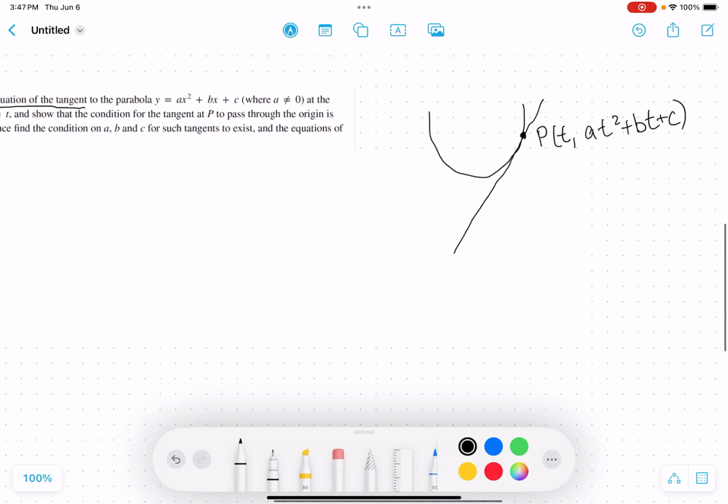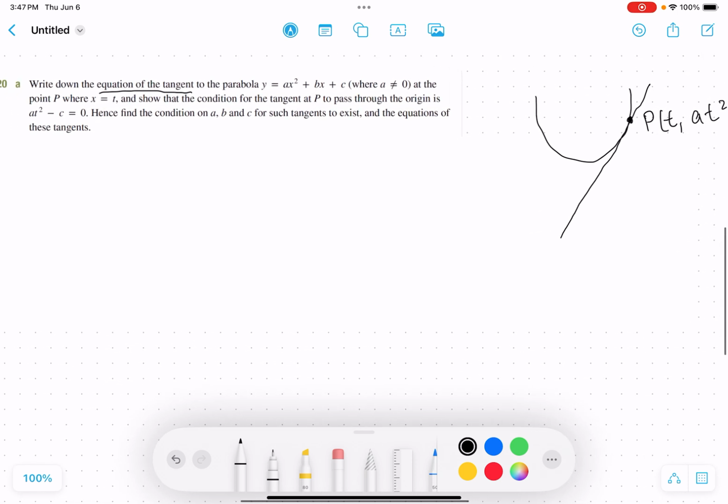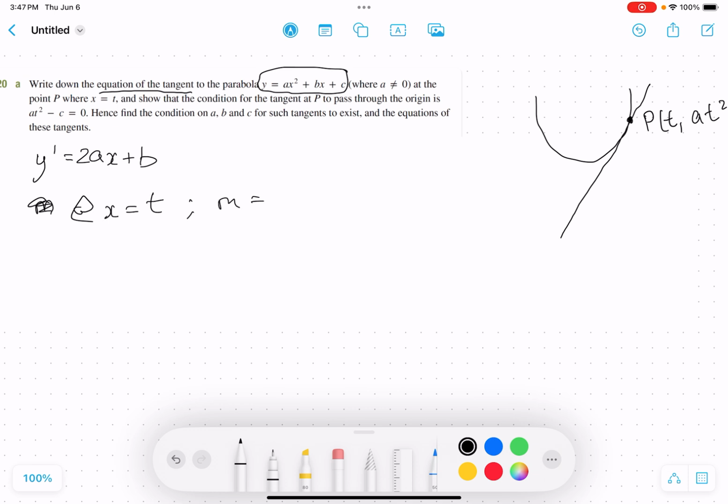So we've got a point, there's our point, and we need a gradient. If we want the gradient, we want the gradient function first. To find that gradient function, we differentiate. And the gradient at x equals t would be, sub in t, 2at plus b. So that's our gradient, and we've got our point over there.